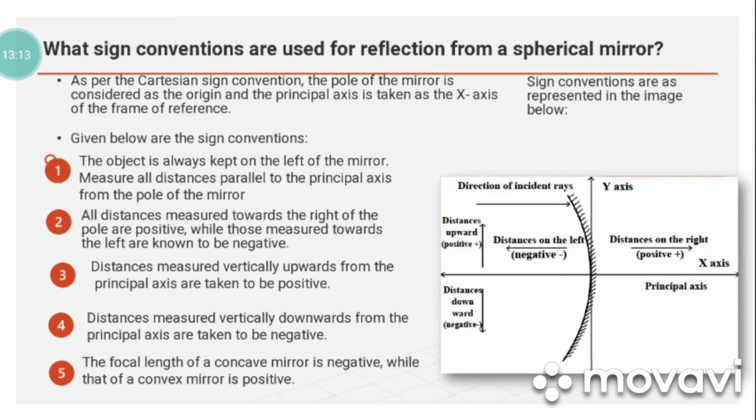The object is always kept on the left-hand side of the mirror. Measure all distances parallel to the principal axis from the pole of the mirror. All distances measured towards the right of the mirror or the right of the pole are positive, while those measured towards the left are known to be negative. Distances measured vertically upwards from the principal axis are taken to be positive, and distances measured vertically downwards from the principal axis are taken to be negative. The focal length of a concave mirror is negative, while that of a convex mirror is positive.